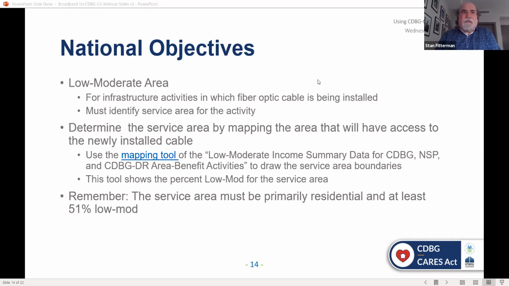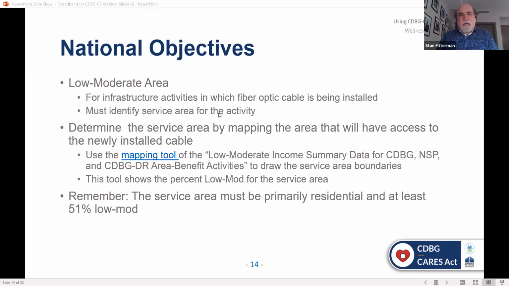One of the best ways to determine that is to use HUD's mapping tool that's available, and we have the link here for the low mod income summary data for all these programs. What this does is it allows you to draw in the service area using various shapes, a rectangle, a polygon, a circle, a point. It immediately snaps it to the next highest census geography, because that's how we get to count.